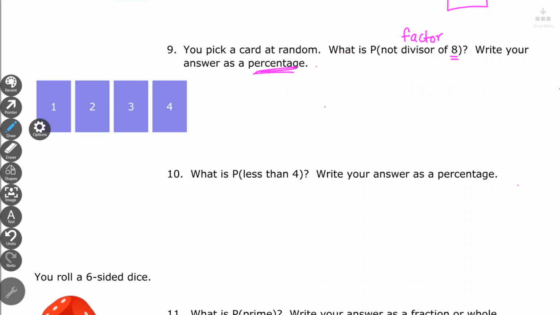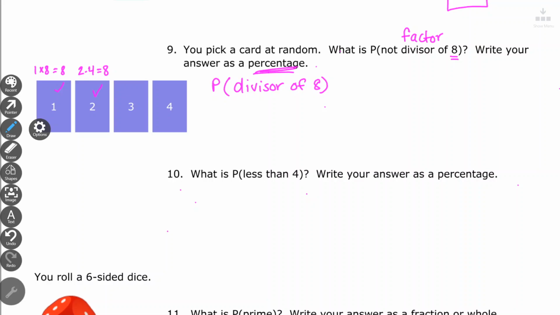All right, so we know that. We just spoke about 1. 1 is a factor of 8 because 1 times 8 is 8, right? So yes, 1 is a factor of 8, so it is a divisor of 8. And that's what we're going to go to first. What is the probability of choosing a divisor of 8? Okay, so 1 is a divisor. Okay, 2. 2 times what gives me 8? Well, we know that 2 times 4 gives me 8, so 2 is a divisor of 8.